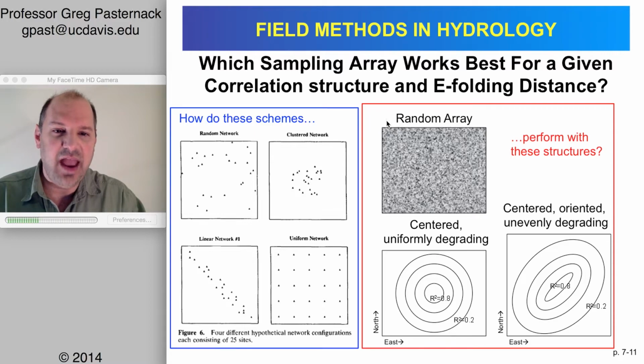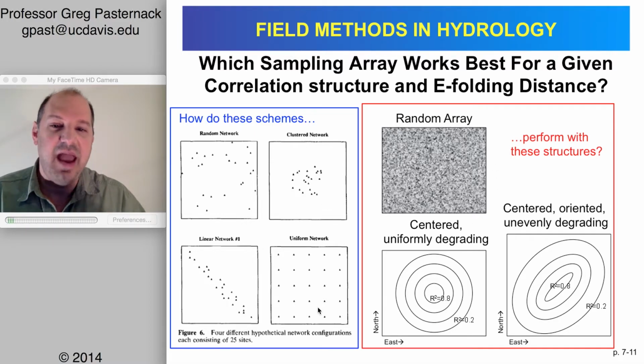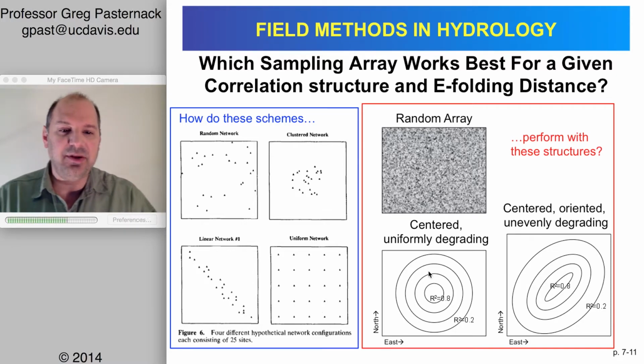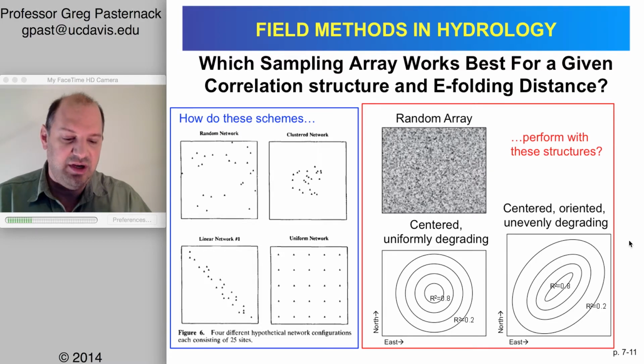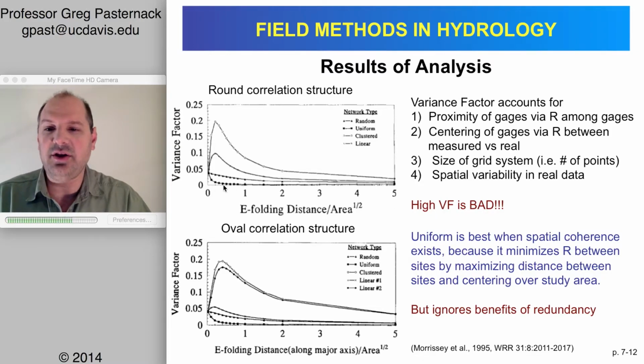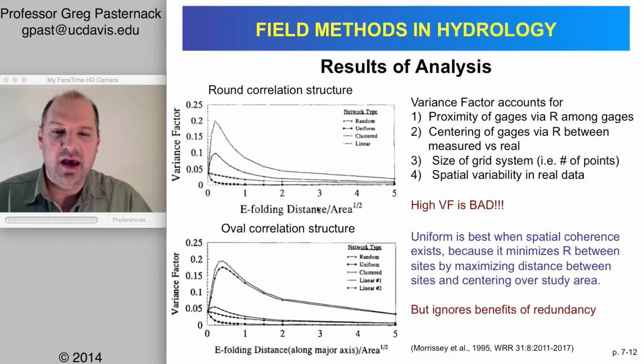If you have a random array of data, of course, it's not going to matter because everything is equally valid. It just comes down to the number of points. But what happens if you have a centered, uniformly degrading spatial correlation structure or one that has an organized asymmetry to it? To answer that question, we're going to use a variable called the variance factor, and we're going to look at that as a function of the e-folding distance.